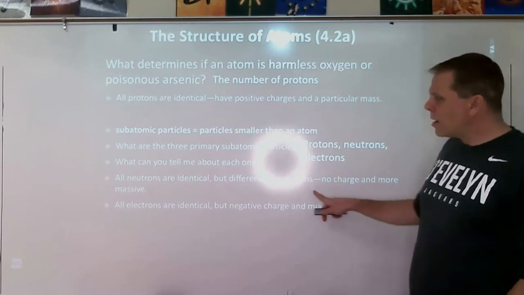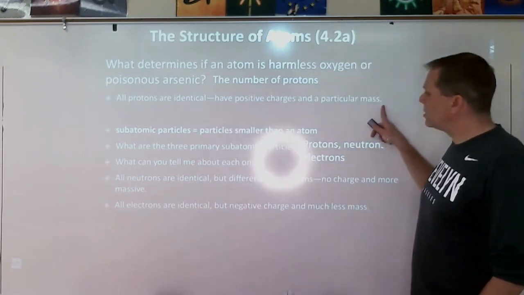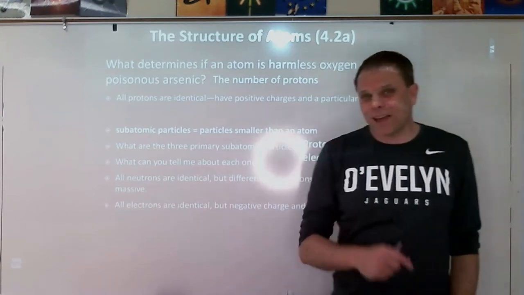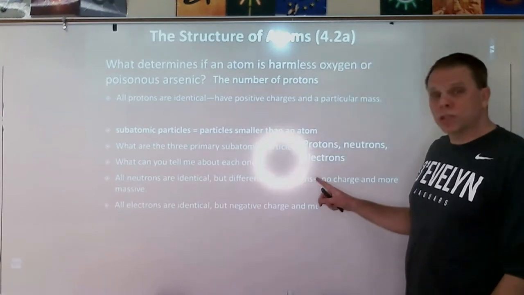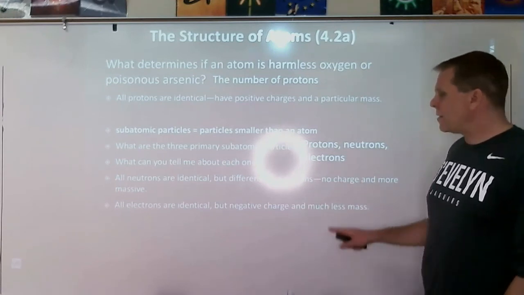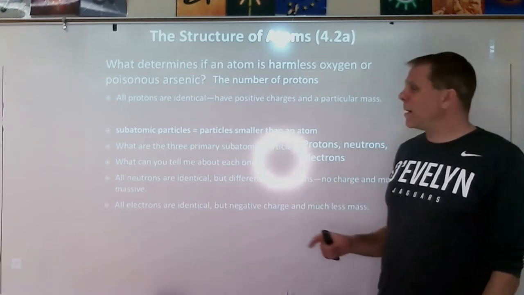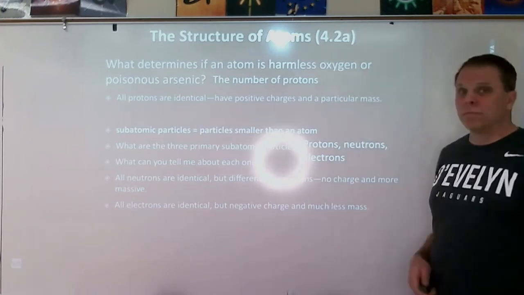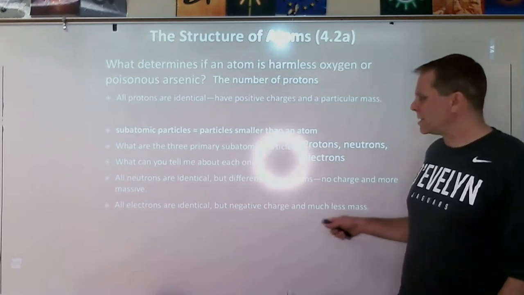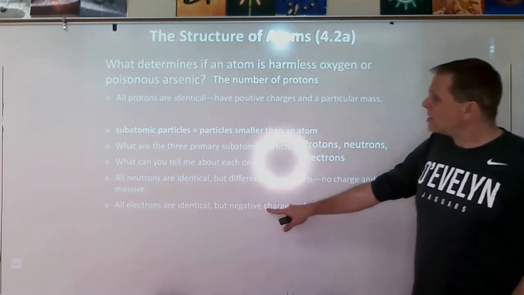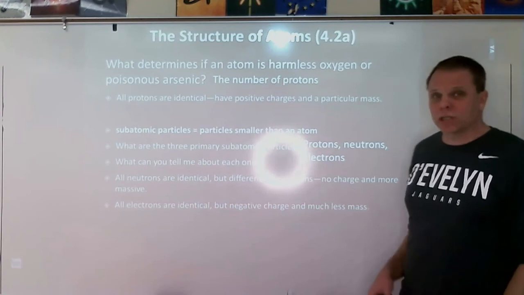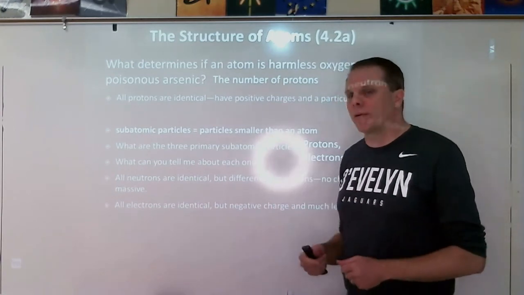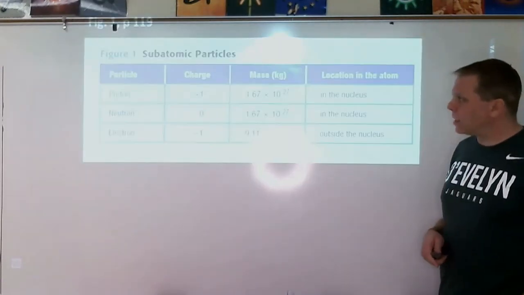Well, we know that the protons are positively charged and they have a particular mass. The neutrons have a very similar mass. They're slightly heavier than a proton, but they have no charge, okay? And then the electrons are really small compared to the protons and neutrons, about 1,840 times smaller. They have much less mass, and they have a negative charge. And that charge is exactly opposite but equal to the charge of the protons. So the charge of a proton and the charge of an electron exactly balance each other out. It's kind of cool.